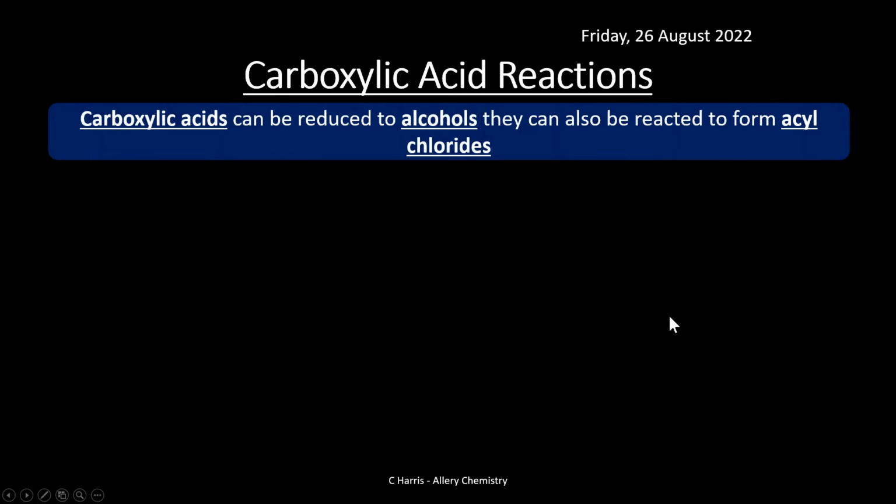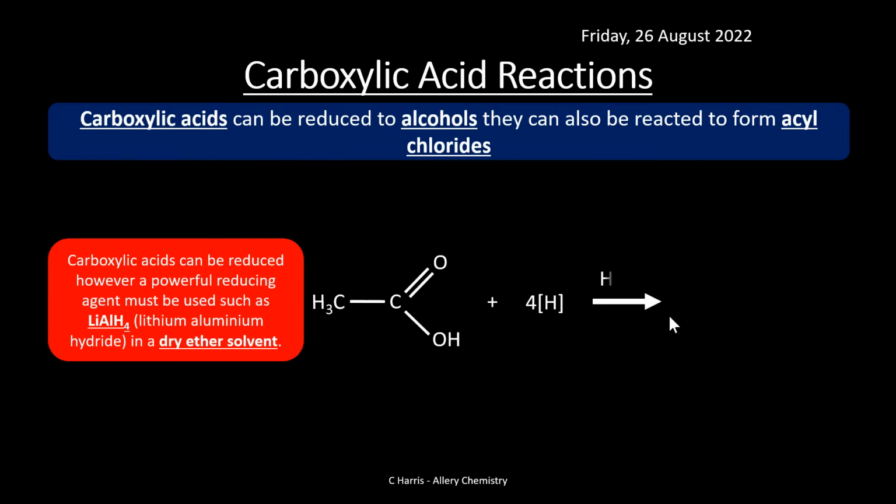All right, okay, so carboxylic acids can be reduced to alcohols, and they can also be reacted to form acyl chlorides as well. With acyl chlorides, you'll see that more in year 2 chemistry rather than AS, but it's just introducing it. So carboxylic acids can be reduced. However, they need a powerful reducing agent, and the reducing agent we normally use is lithium aluminium hydride, so LiAlH4, in a dry ether solvent. So that's the solvent that we use.